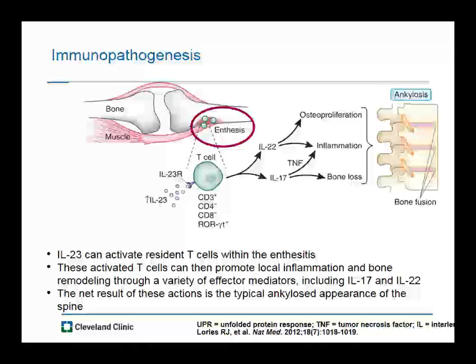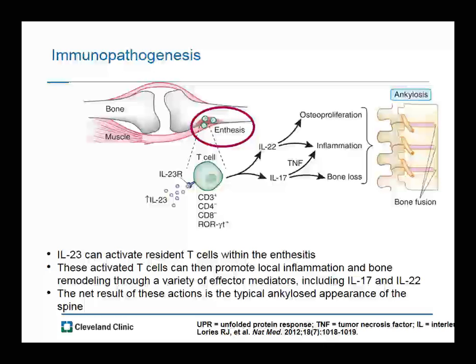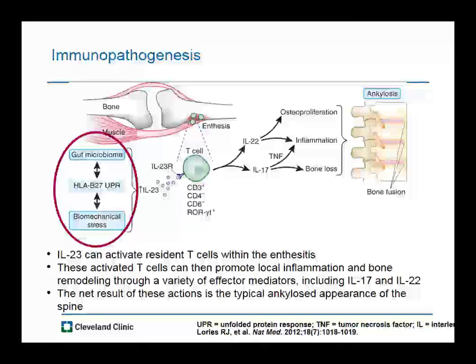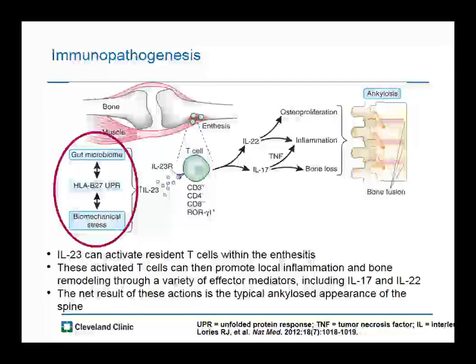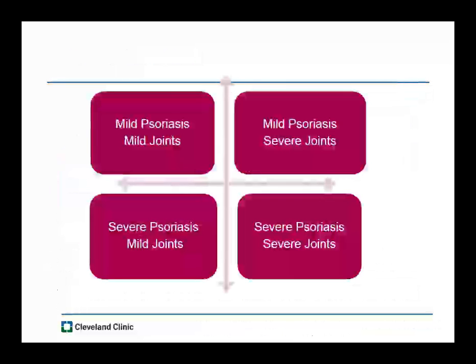So the question is, how do these resident T cells get stimulated? They are stimulated through a pathway through IL-23, and there is some controversy on how IL-23 can really be activated. We heard earlier today about the gut microbiome and dysbiosis. It could be a genetic unfolding of protein issue, or what many of us also look at, which is really interesting, is that it starts at these sites of enthesitis where we get a lot of trauma, like mechanical stress, which then can perhaps induce IL-23.